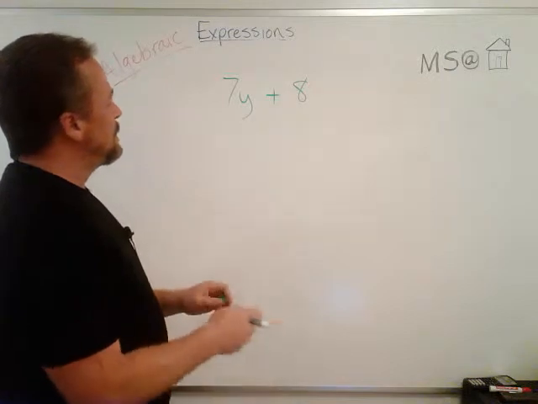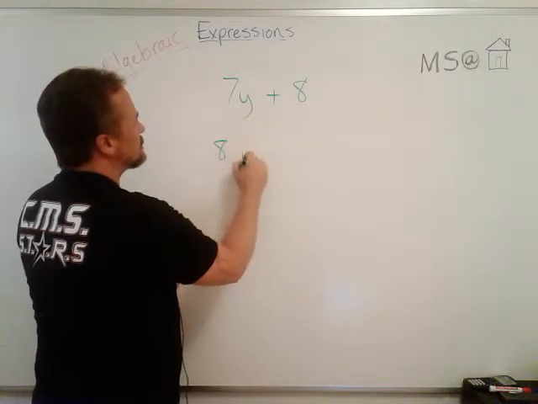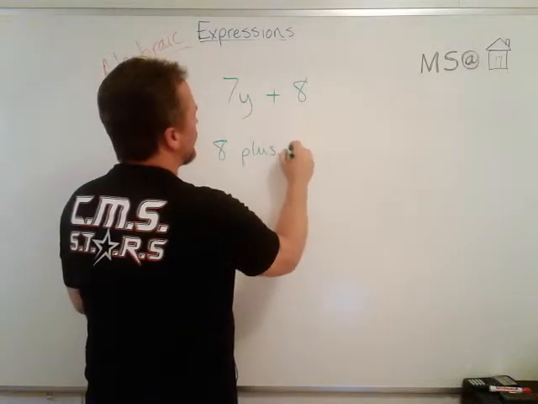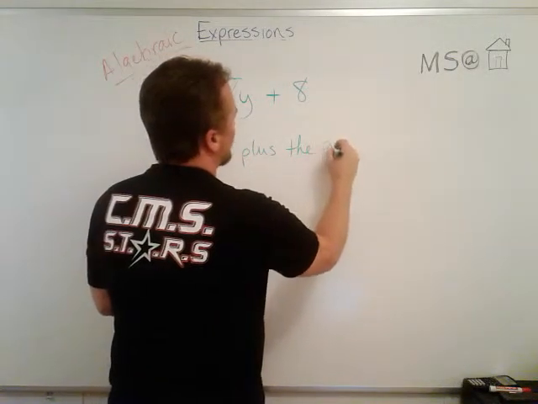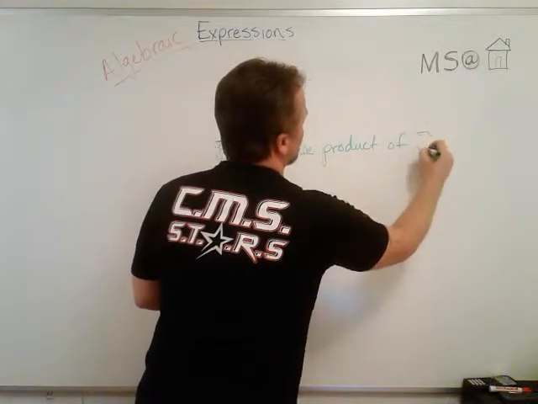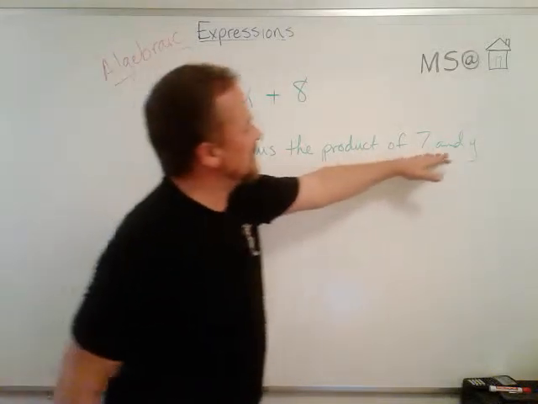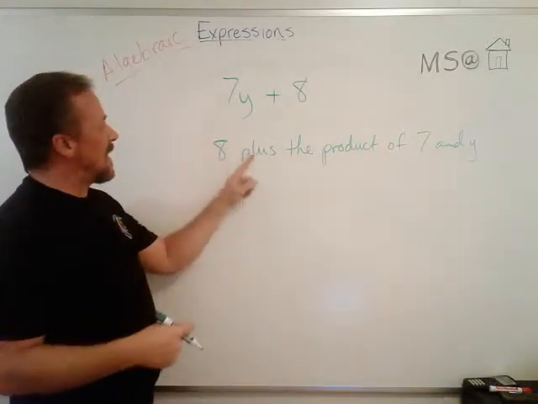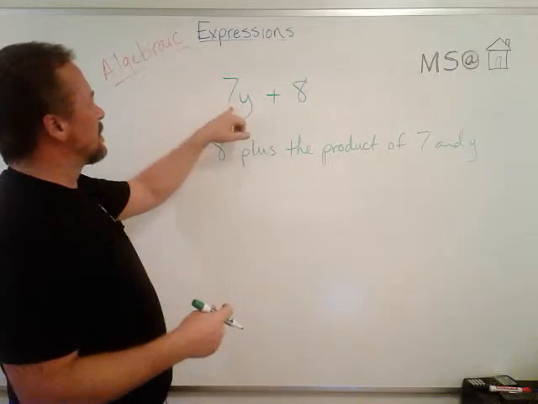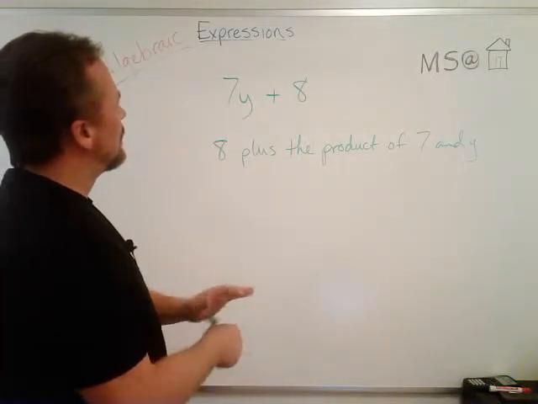I could say 8 plus the product of 7 and y. And that right there tells me that I'm going to multiply 7 and y and then add 8, which is what I did, right? Product of 7 and y, add 8. Okay.